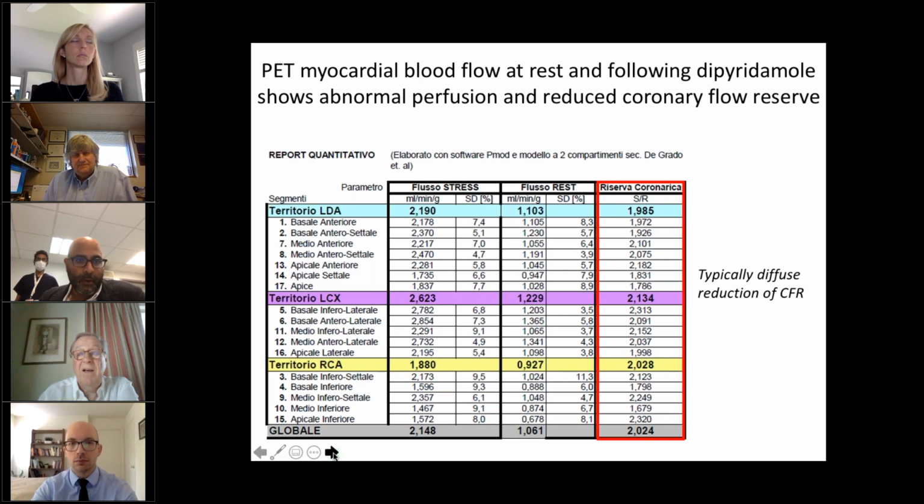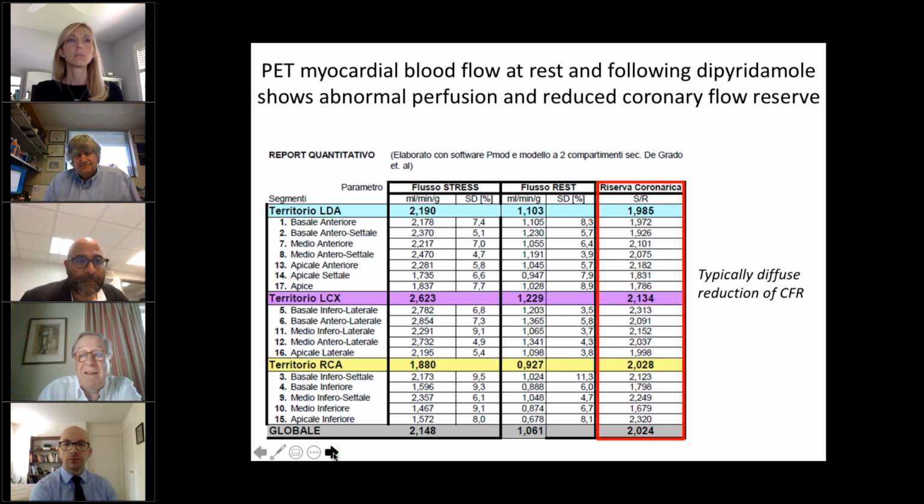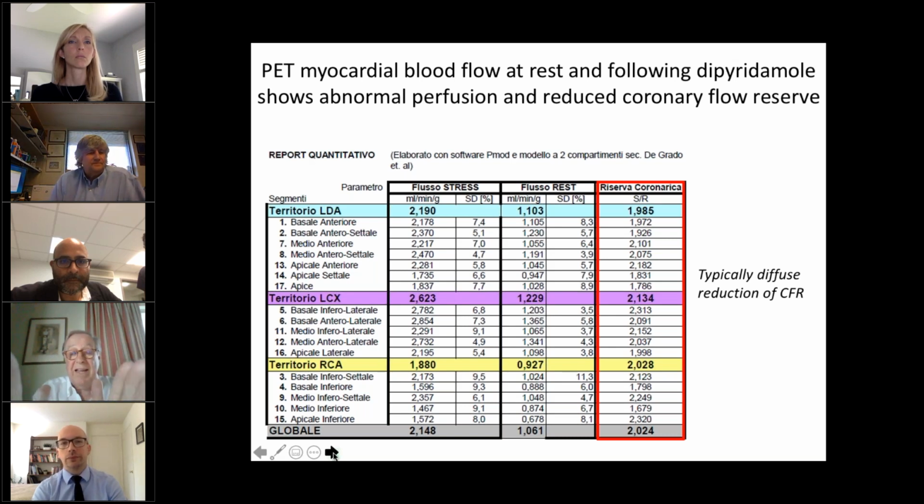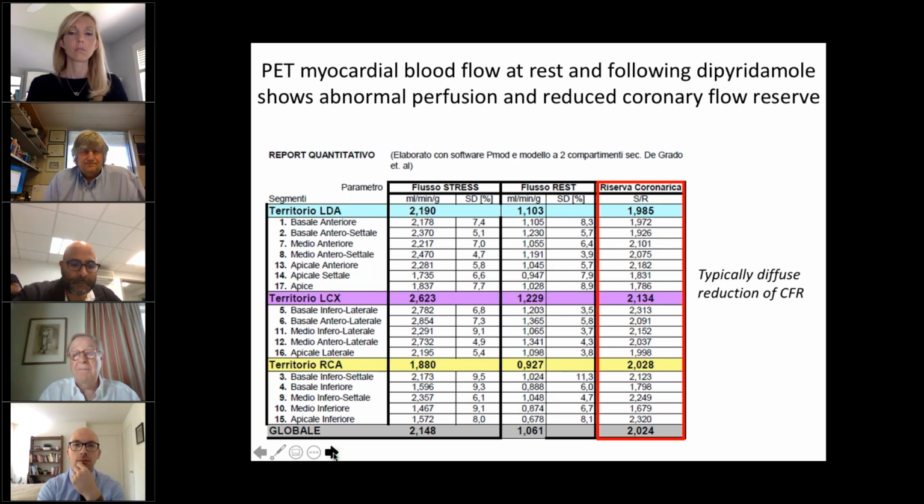Now, what is typical of microvascular disease, a difference from obstructive coronary disease, is that the flow reserve is reduced diffusely. So all the segments in the left ventricle have a diffusely reduced flow reserve. Whereas, for instance, if you had a patient with a critical stenosis in the left anterior descending, you would have a reduction of flow reserve in the territory of the LAD with a normal or near normal flow reserve in the circumflex and RCA. So in this case, the patient has the symptoms, has the ECG signs, and has no obstructive coronary disease, a diffuse reduction of flow reserve, and I can make the diagnosis of microvascular disease.